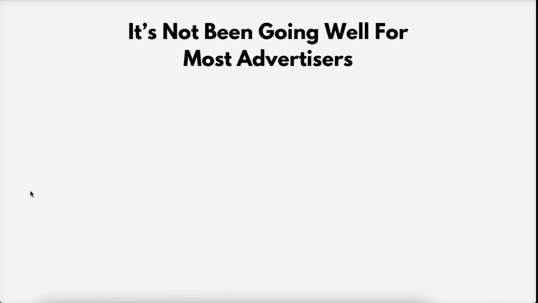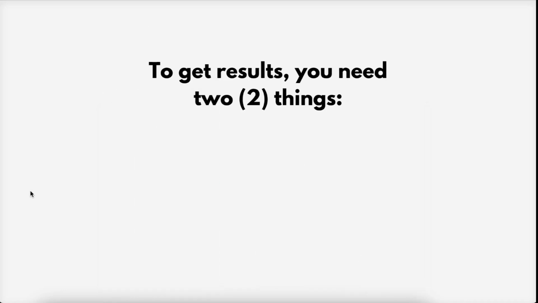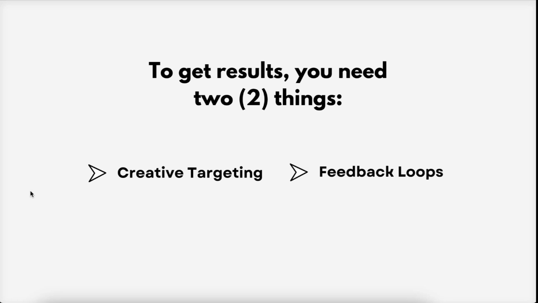To get results, you need two things. The first one is creative targeting. You need creatives that help Facebook's AI to target the right audience. If your ad gets shown to the wrong audience, of course, you know it's not going to convert. And the second thing is the feedback loop. Now, the machine learning tool doesn't optimize overnight. You need to feed it with the right data. This can be expensive if you don't know how to do it.